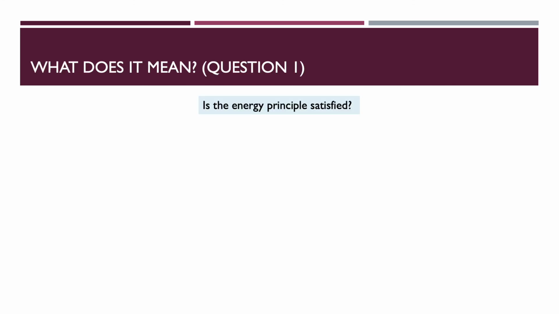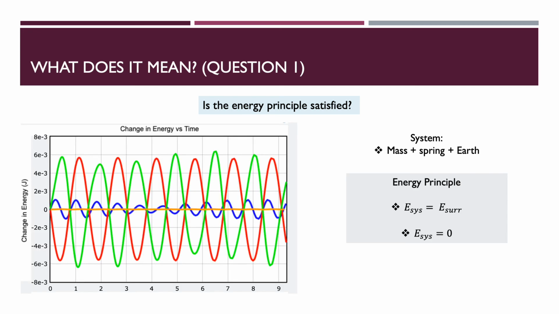The first "what does it mean" question asks if the energy principle is satisfied. The answer is yes. Because the system was chosen as the mass, spring, and the Earth, there should be no significant interactions between the system and the surroundings. Therefore, the total energy of the system should be equal to 0, which is satisfied in our computational model.